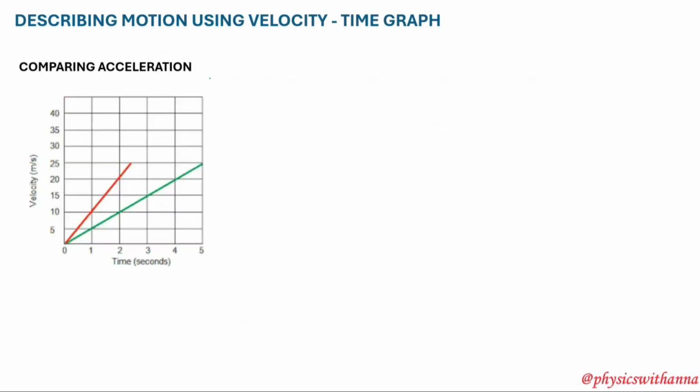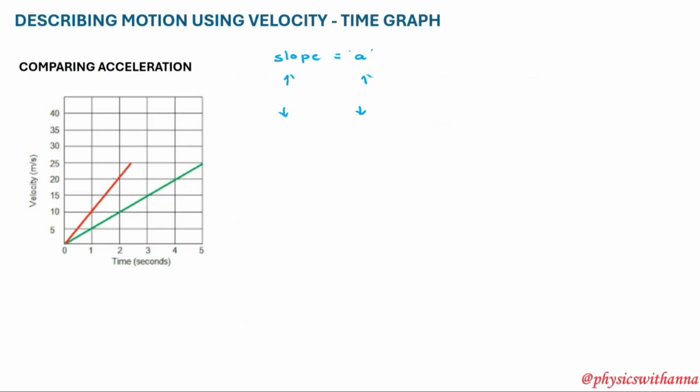Next, we are going to compare the value of acceleration. Now, in a velocity time graph, like we discussed before, the slope of the graph will give you the value or magnitude of acceleration. The higher the slope, the higher will be the acceleration. The lower the value of slope, the lower will be the acceleration.